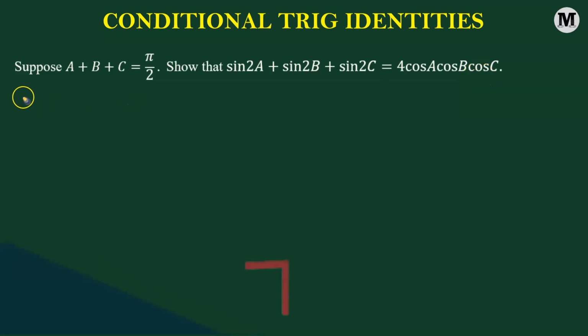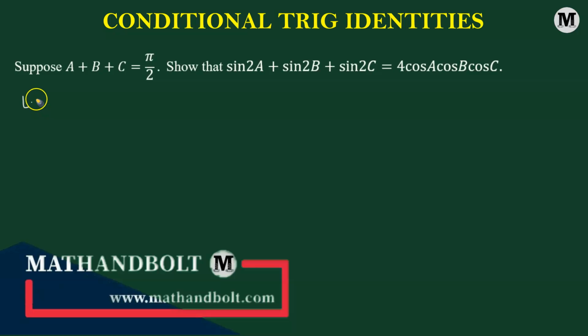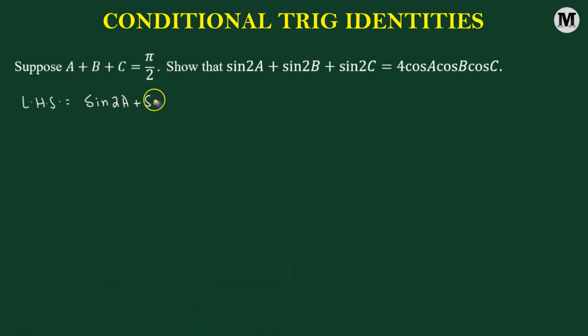Okay, let us begin. Here we'll start our proof from the left hand side. On the left hand side we have sine of 2a added to sine of 2b added to sine of 2c. First, let's try to combine the first two terms, sine of 2a plus sine of 2b.